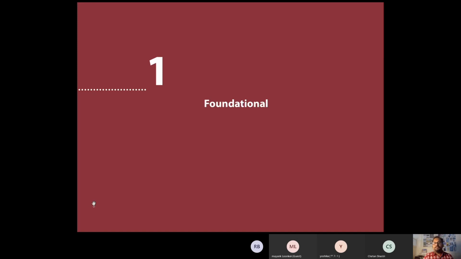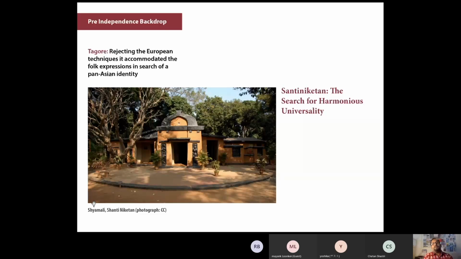The first paradigm is the foundational paradigm, and it has a backdrop in several philosophies. Whenever we talk about design in India, craft and art are associated domains which we cannot miss. It was Tagore who rejected European techniques and called for identities which were pan-Asian and also universal. Shantiniketan, as one of the first art and design schools in the 20th century, called for harmonious universality.